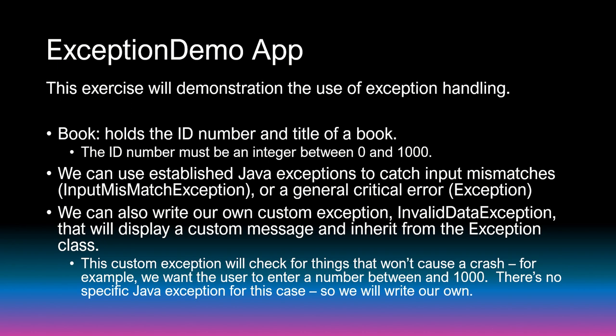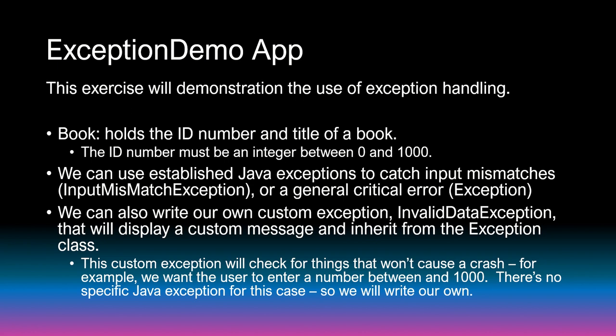So we're going to look at how to use the Java exception that is already created for that. We're going to look at the general exception that is used for any sort of general error within a program. That's within your exception class. We're also going to learn how to write our own custom exception. We're going to call that invalid data exception.